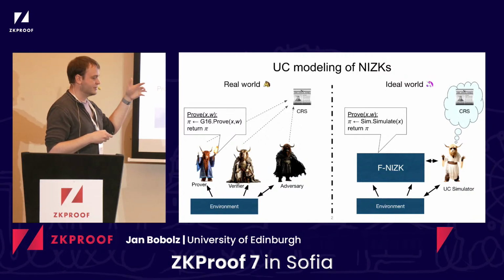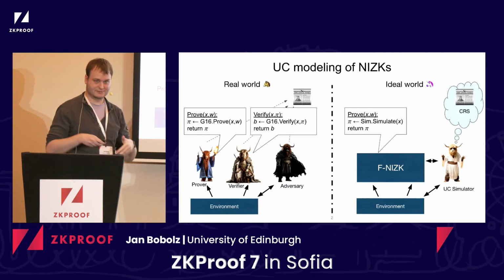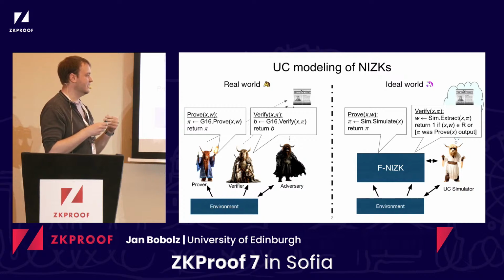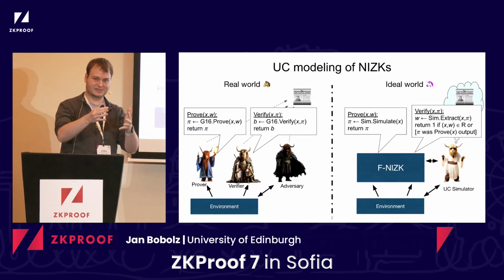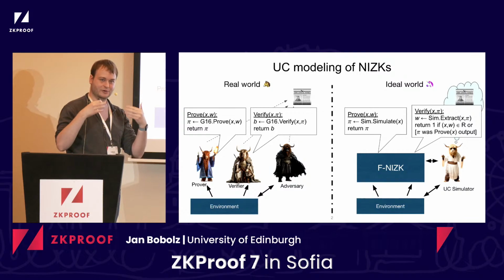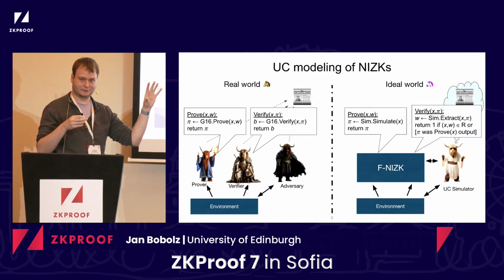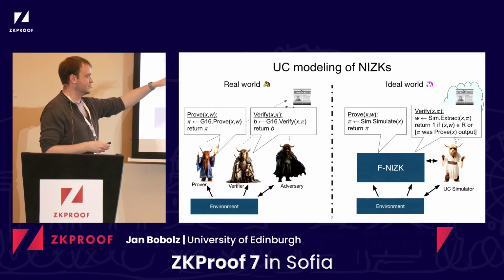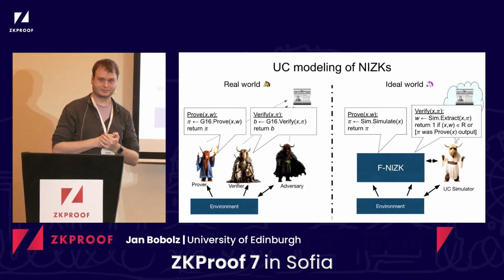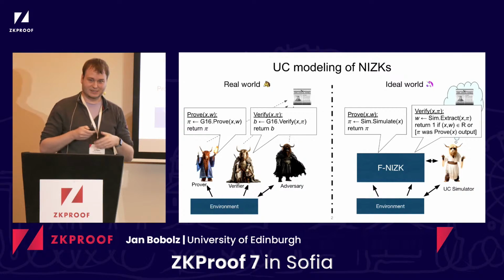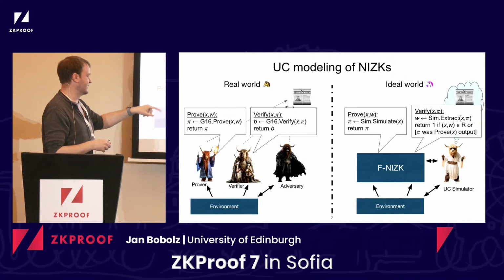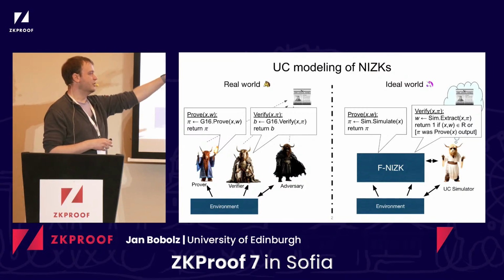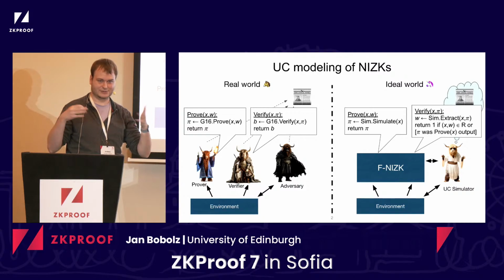If the environment tells us to verify a proof in the real world, that would just run the Groth16 verifier. In the ideal world, we are basically taking this proof and asking the UC simulator to extract, and say, okay, this proof can only be valid if this has been extracted correctly, so if there is a valid witness behind this, or if it has previously been output by proof. And the whole point of this is the environment is not supposed to be able to tell whether it's talking to the real world with the real Groth16 protocol or to the ideal world where everything is simulated and extracted.